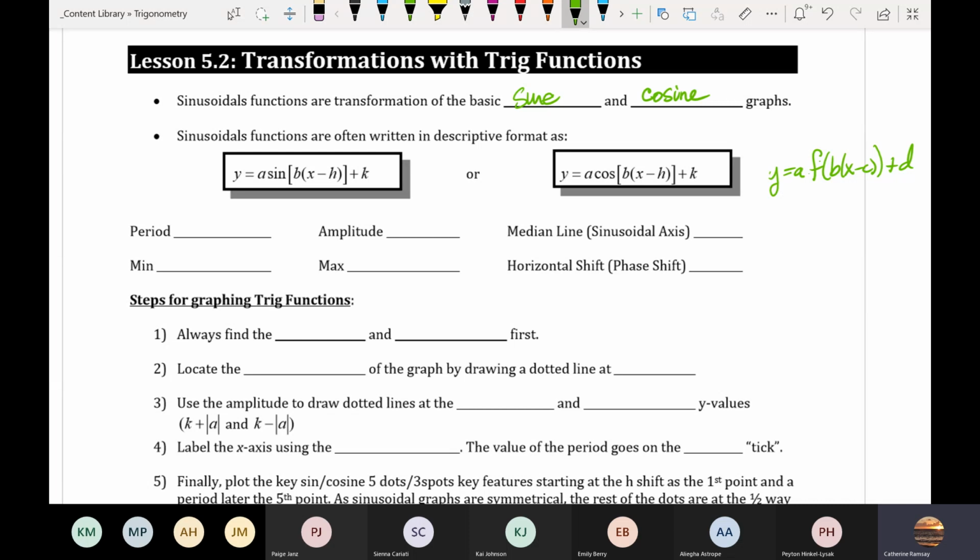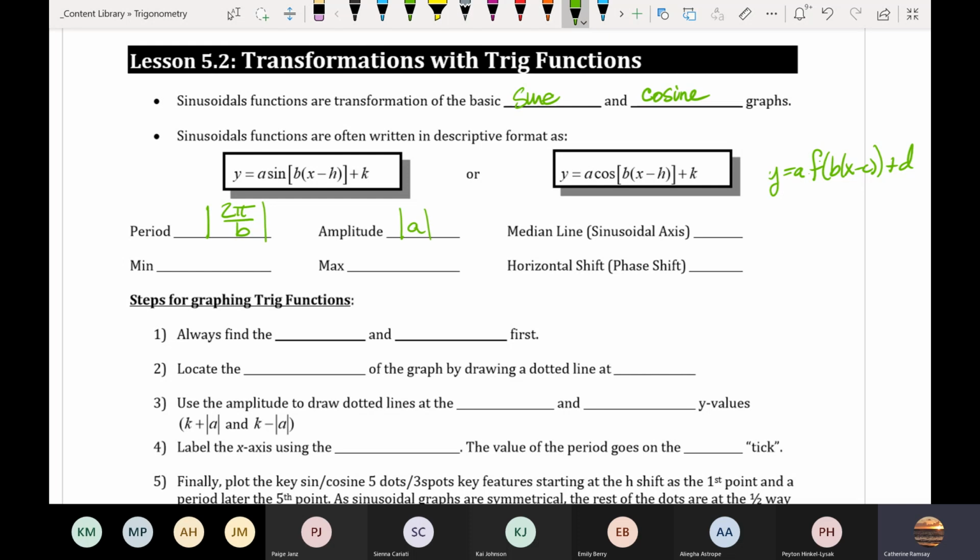these steps. So first off, the period has to do with which letter? A, B, H, or K? Does anybody know? You can just shout it out. Okay, nobody wants to say because I'm recording. Okay, B. So that means the period is the absolute value of 2 pi divided by B. It's absolute value because the period is a measure of length. Amplitude has to do with the A value, and again, it's an absolute value because it's measuring the length.